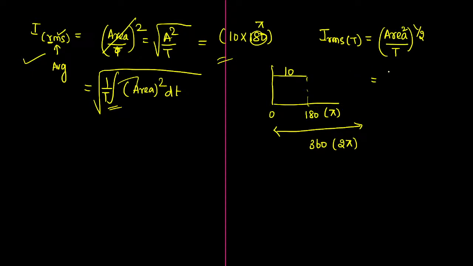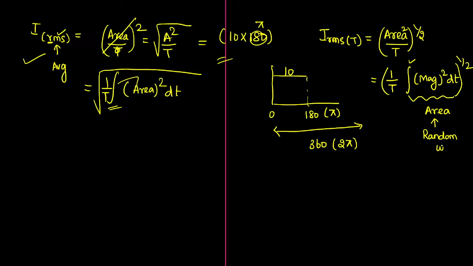Fundamental formula: I have written already 1 by T, integral over the time period. In the integral you have to keep the time period. Then whatever the function is, keep that magnitude and square it with respect to dt or d omega t, whatever. After that, once again, put them all under root. This is the general formula. This formula we use for some random waveform, when the waveform is not clearly known, then you can use this.